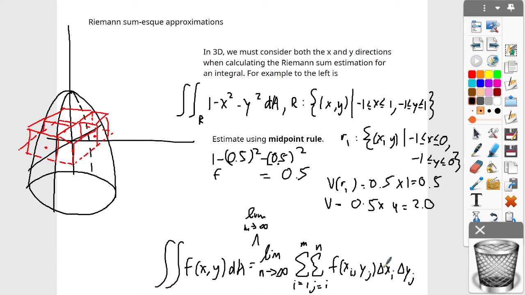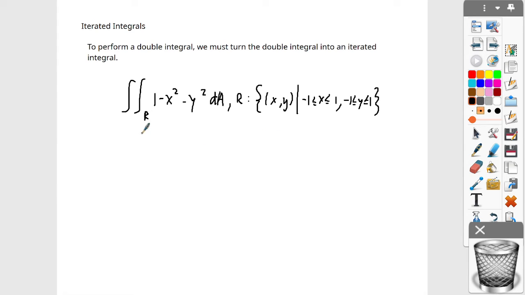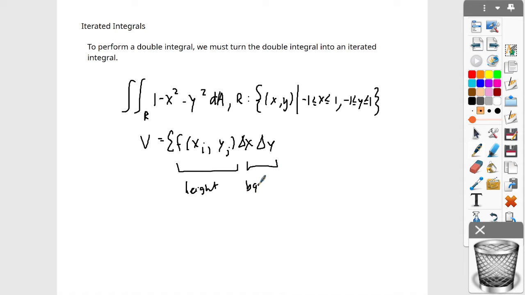Well, if we look at our formula right here, we can deduce that volume is the sum of all the f of xi yj times delta x delta y. This is your height, and this is your base area. So volume is height times base area.